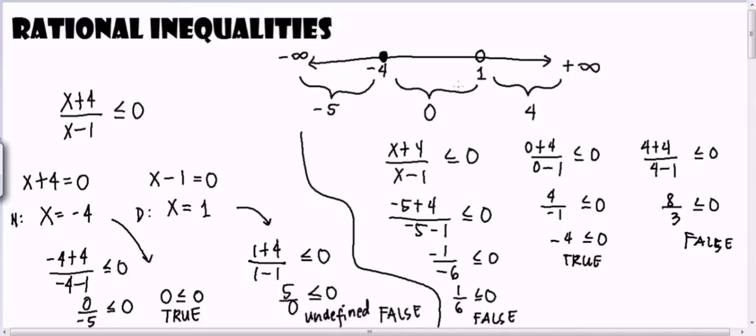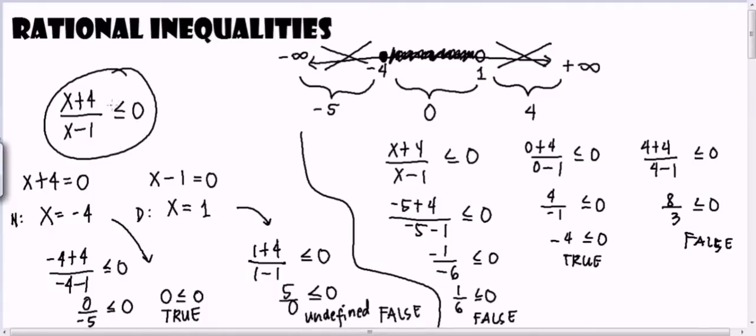Okay, so ang mga napansin natin, ito yung false. So, ibig sabihin, ito lahat ng interval dito ay hindi kasali. Hindi rin kasali ito. So, ito lang yung nag-true. Itong interval na to. Meaning, lahat ng mga numbers na nasa gitna ng interval na to, guys, ay magsasatisfy sa ating rational inequality. So, meaning, ang magiging sagot natin is between negative 4 and 1.